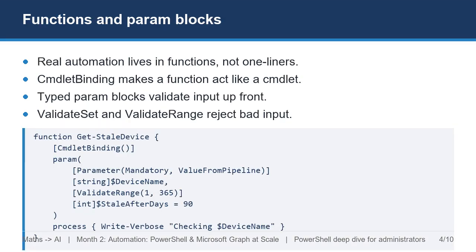Real automation lives in functions, not loose one-liners. When you add the CmdletBinding attribute and a typed param block, your function behaves like a built-in cmdlet. It gets -Verbose and -ErrorAction for free. And validation attributes like ValidateRange and ValidateSet reject bad input before your logic ever runs. Notice the mandatory parameter that also accepts values from the pipeline.